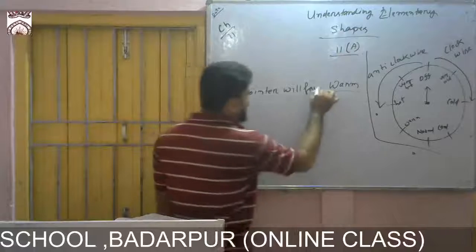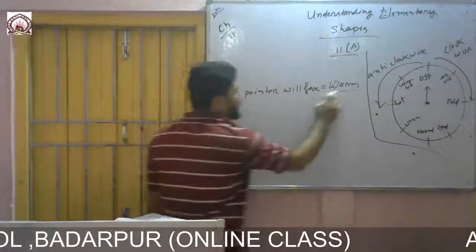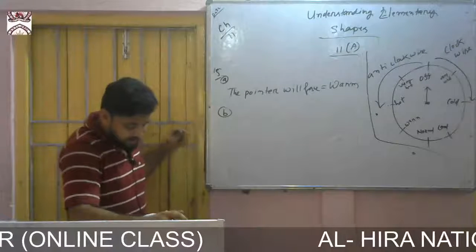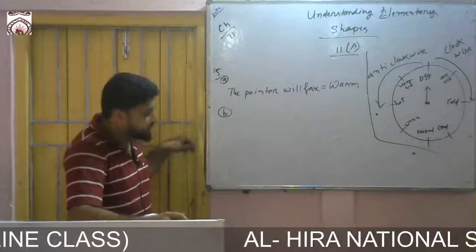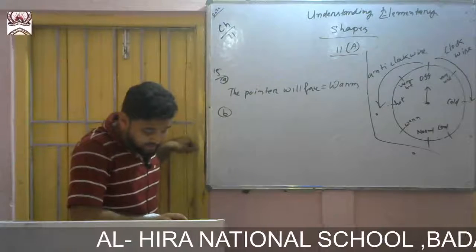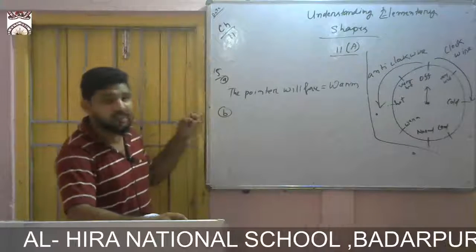Number B, it is what? Warm. Now from 135 degree anti-clockwise from off. So anti-clockwise from what? Off. So 135 degree, that means what? 135 means 3 parts.